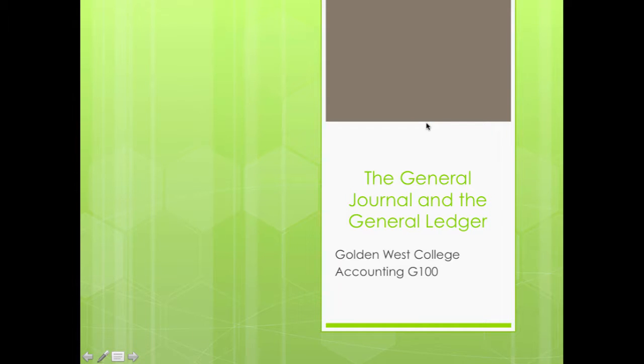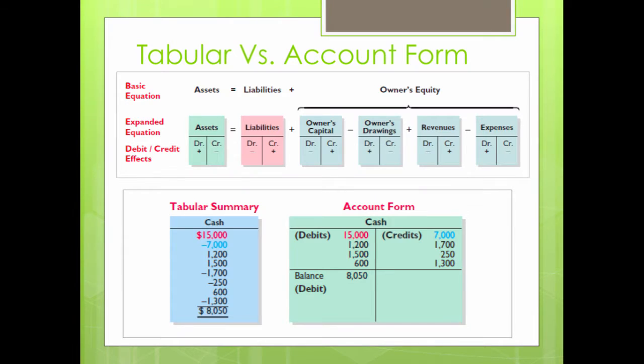Welcome back. We are now moving into chapter 4, which is the general journal and the general ledger. This visual shows you what you have learned so far in the last 3 chapters.